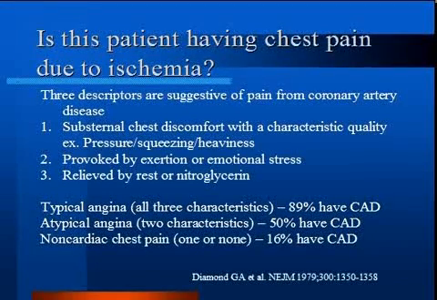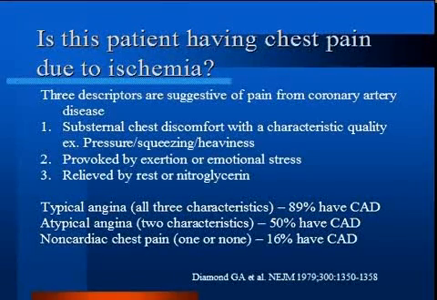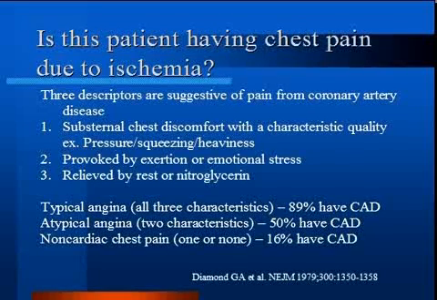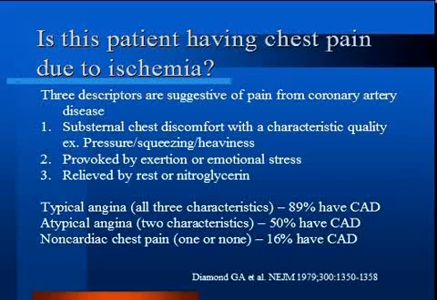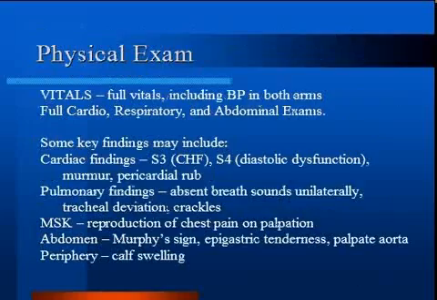In 1979, Diamond and Forrester combined data from several clinical trials on almost 5,000 patients who had all had a coronary angiogram. They found in those with typical angina, an estimated 89% had coronary artery disease, compared to 50% with atypical angina and only 16% with non-cardiac chest pain.